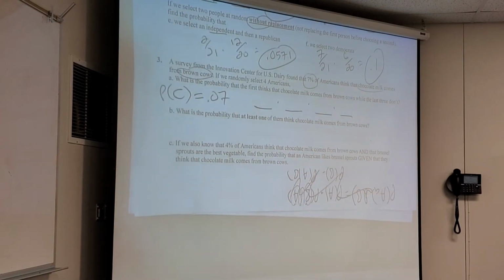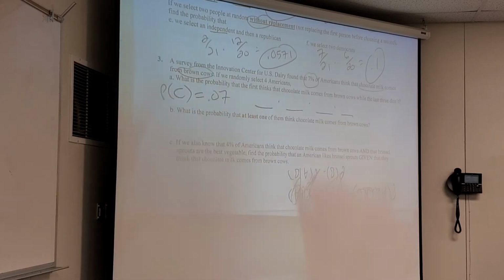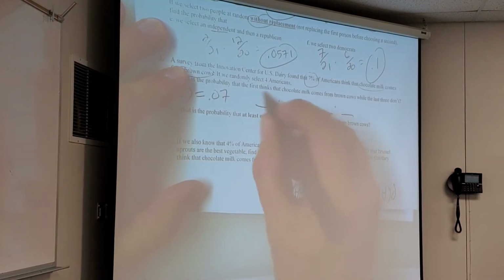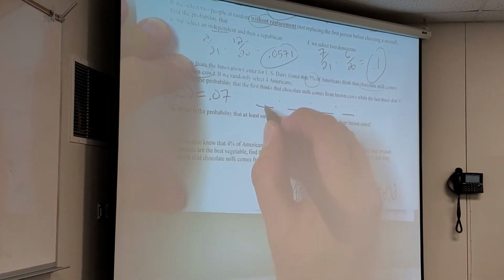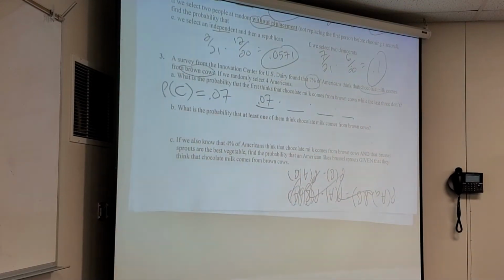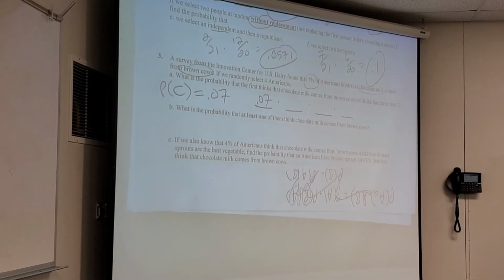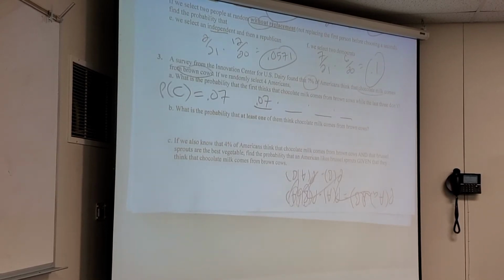What do I want the first person to do? Think that chocolate milk comes from brown cows. So what value do I put here? What's the probability of that happening? 0.07. The number of people I pick cannot affect that, right? Because 7% came from the whole population, and then I'm picking a few people. It's still going to be 7%. I don't care how many people I pick.